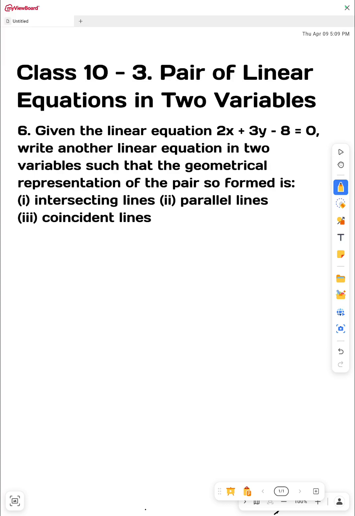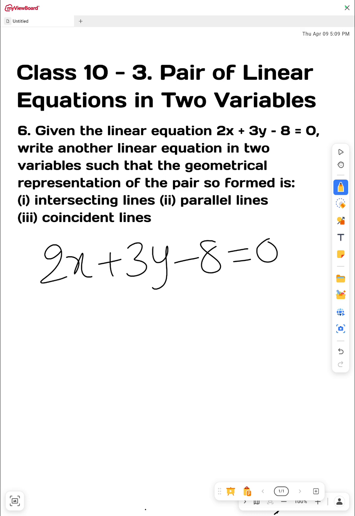In this video, we will see exercise 3.1, sixth problem. Here the problem is, given the linear equation 2x plus 3y minus 8 is equal to 0, write another linear equation in two variables such that the geometrical representation of the pair so formed is intersecting lines, parallel lines, and coincident lines. So we need to write three different equations that will satisfy these three conditions.